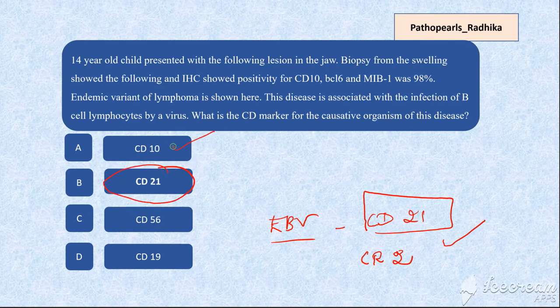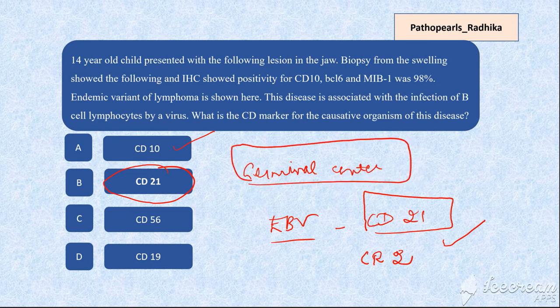So CD10 is a marker of the germinal center of the lymph node. So you all know Burkitt's lymphoma is a lymphoma which originates from the germinal center. So CD10 will be positive. CD56 is a marker for NK cell, and CD19 is a marker for B cell. This is about the Burkitt's lymphoma.